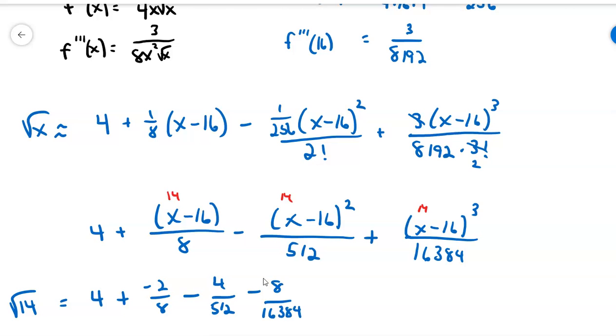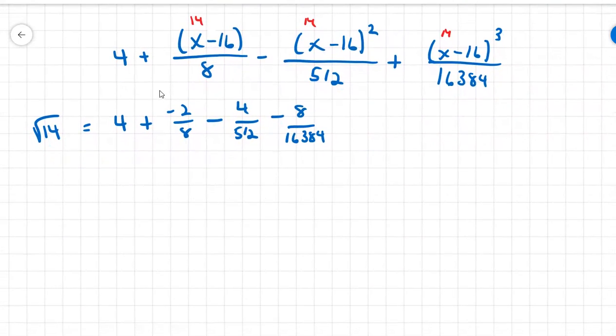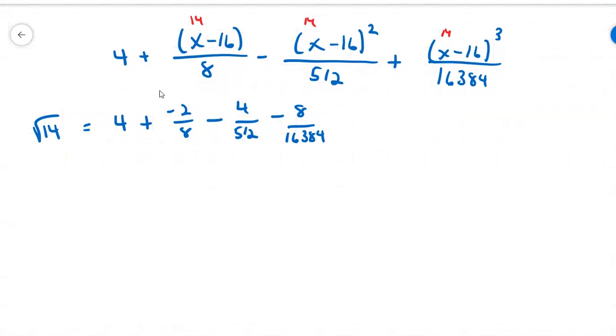Notice what happens is I'm actually starting at 4, and I'm working my way down. I'm doing 4, and then I'm subtracting a quarter. And then the next term will be me subtracting 4 over 512, which is 0.00781. And then the next term again will be me subtracting something. In this case, it'll be 8 over 16,384. So it's 0.000488.